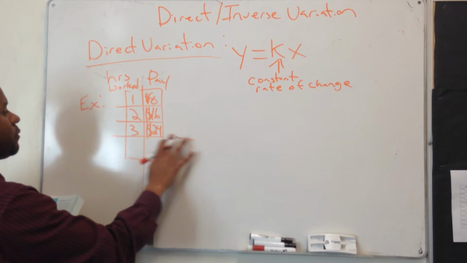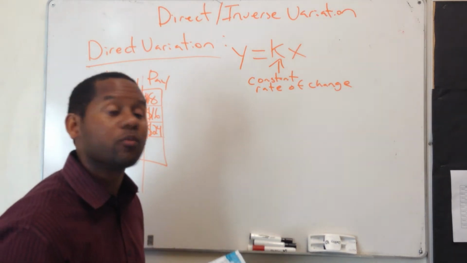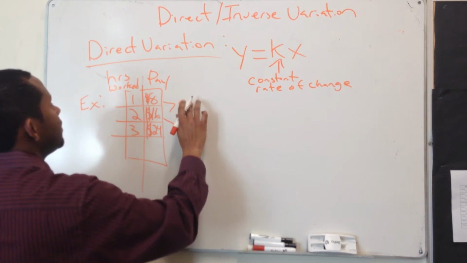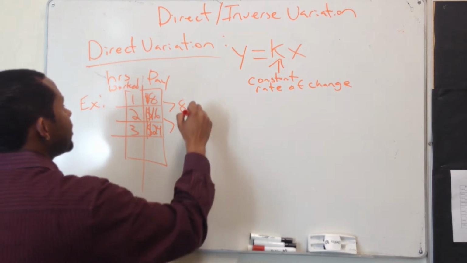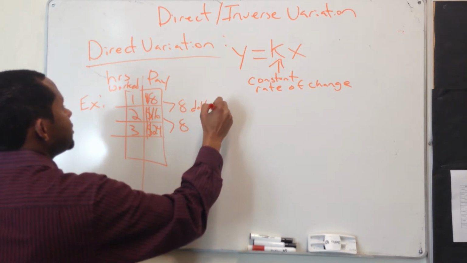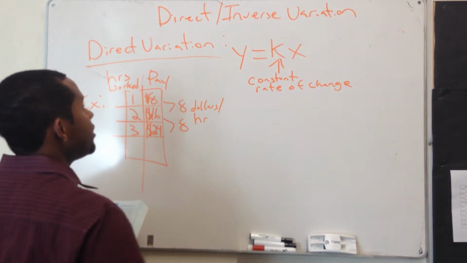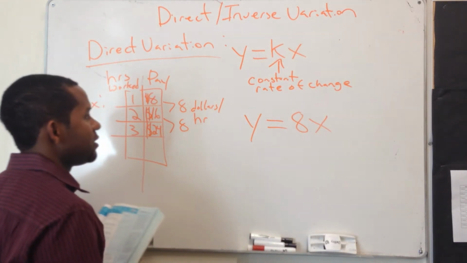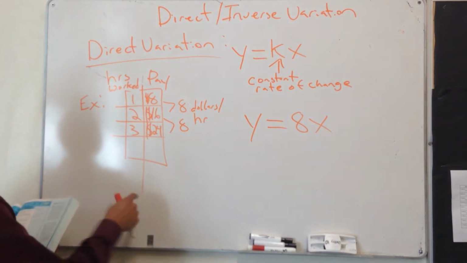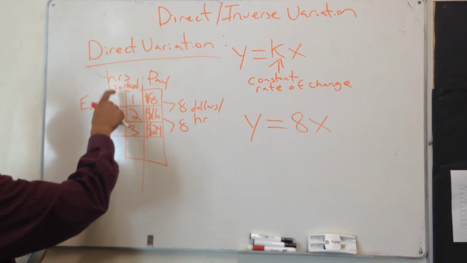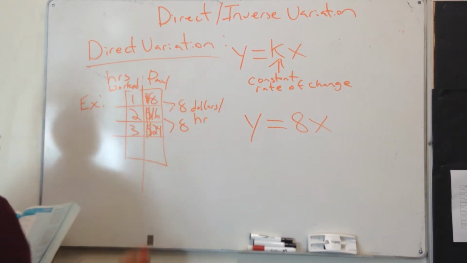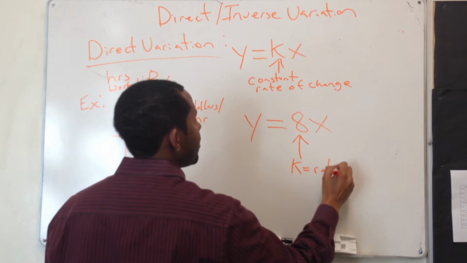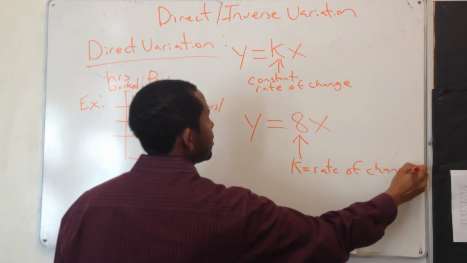Alright? So I'm seeing that there's some rate of change. I'm seeing that every time I get $8 each hour. $8 per hour, right? So to find out how much I get paid, I do y equals 8x. Because my pay comes directly from taking the hours I worked times my rate of change, right? This is my k, which is my rate of change.